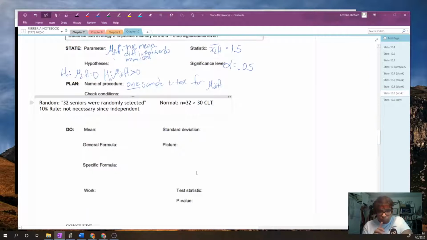Here we have fields to fill in here. We have the mean, standard deviation, general formula, picture, specific formula, work, test statistic, and p-value. I admit that's a whole lot for us to deal with. Let's start one at a time. The mean, and that is from the null hypothesis. So this is from H0.